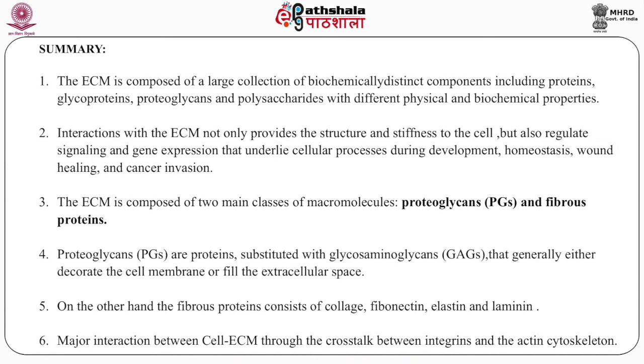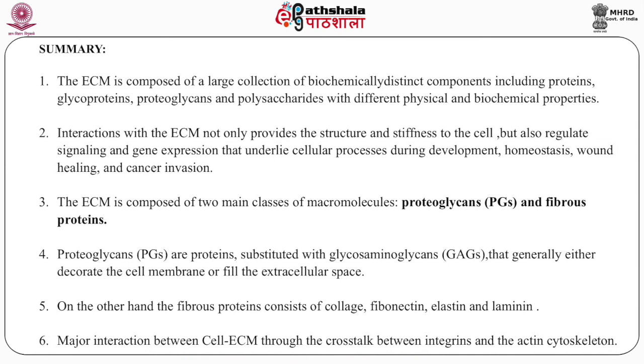Now, as we discussed, the ECM is composed of two main classes of macromolecules, proteoglycans and fibrous proteins. Proteoglycans are proteins substituted with glycosaminoglycans or GAGs that generally either decorate the cell membrane or fill the extracellular space. On the other hand, the fibrous proteins consist of collagen, fibronectin, elastin and laminin.